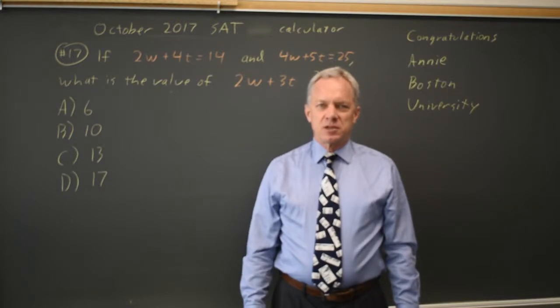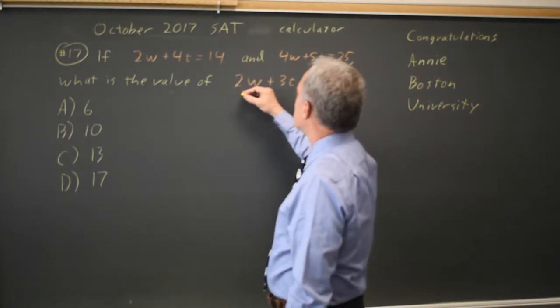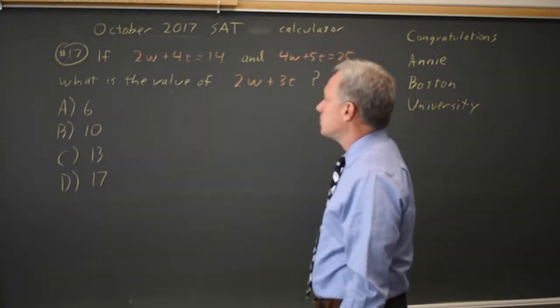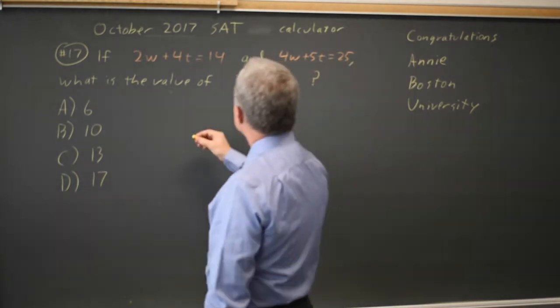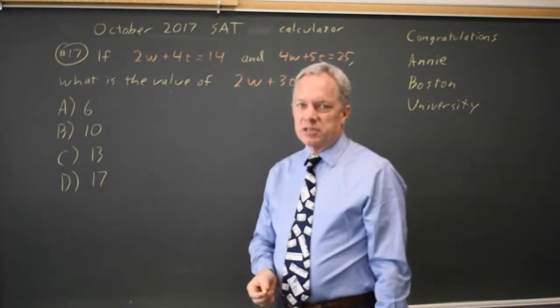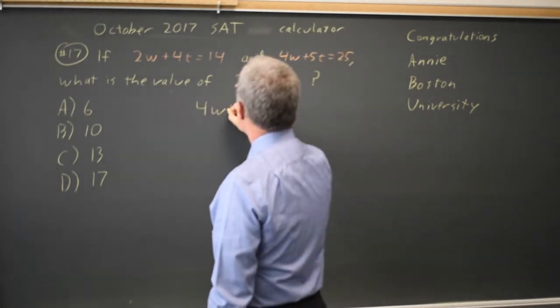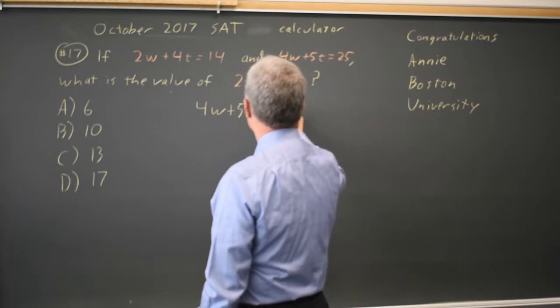This is calculator question number 17. College Board gives us a system of equations and asks for the value of this odd expression, 2w plus 3t. To solve this on the SAT, I would use the calculator, and I'll do that shortly, but first let's do it by hand. I have 4w plus 5t equals 25.